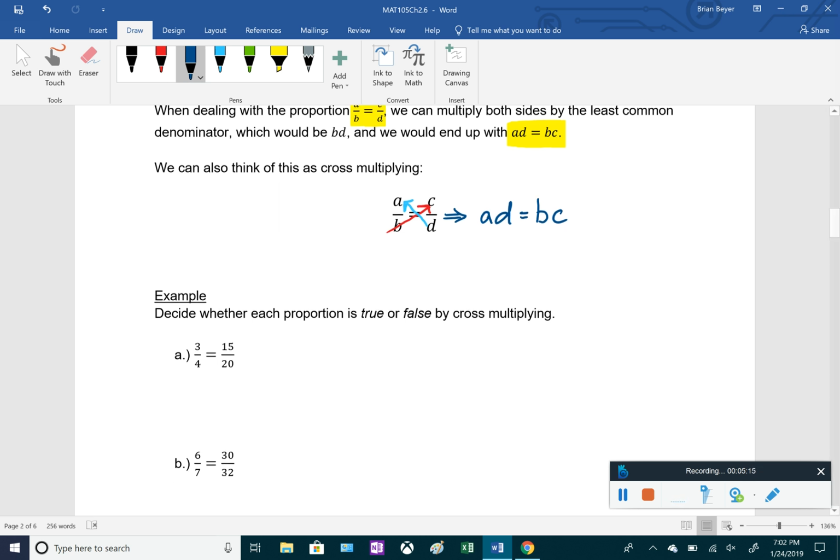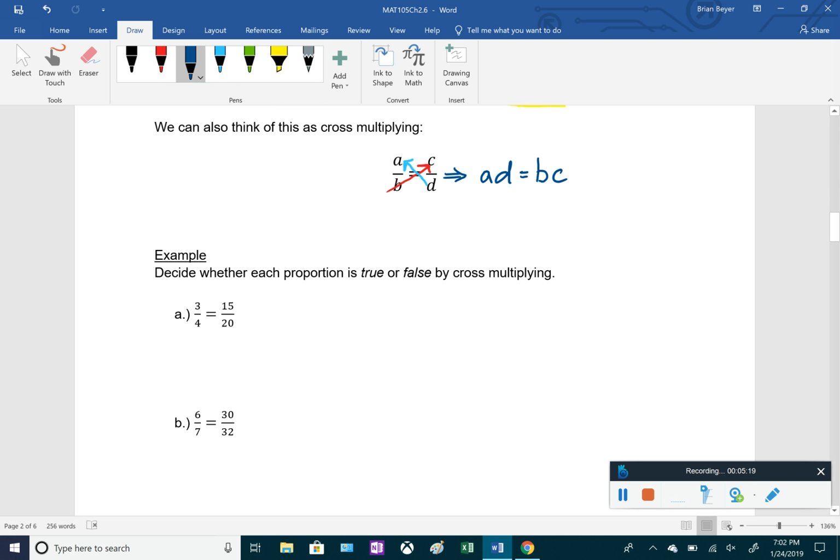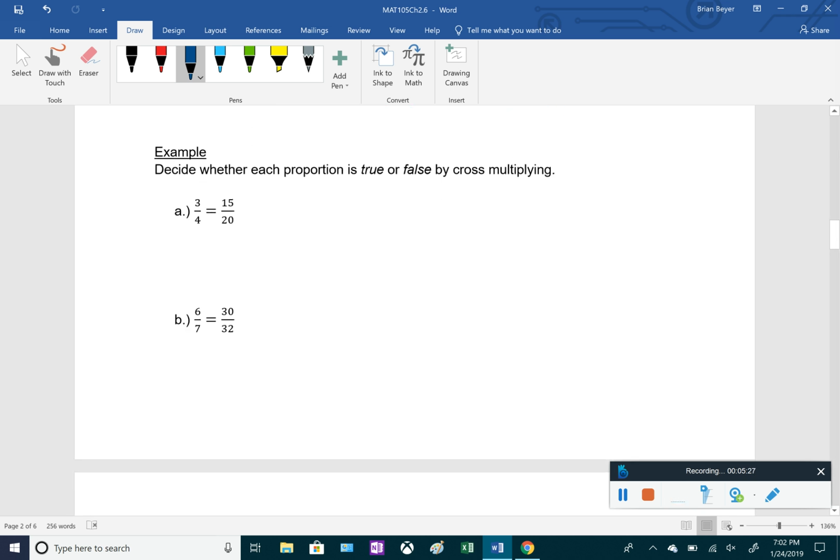It's pretty simple. Let's do some examples so we don't have to work with generic letters, so you can actually see numbers in action. Let's decide whether each proportion is true or false by cross multiplying. If we want to know if 3/4 is equal to 15 over 20, obviously we can just reduce the fraction on the right side and make it equal. But let's do it with cross multiplying. We multiply this denominator up there, and this denominator up there. So 3 times 20 equals 4 times 15, and we're checking to see if these are equal. This gives us 60 equals 60, which is obviously correct. 60 does equal 60, so this proportion is true.